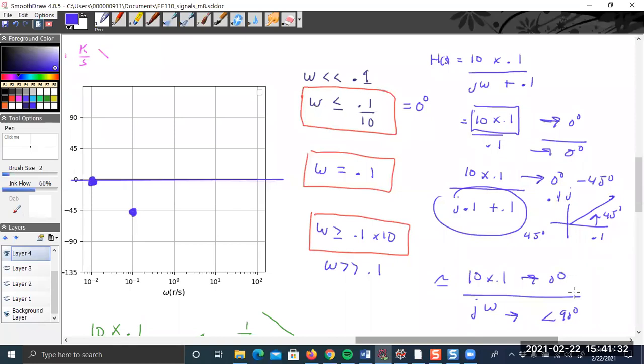0 minus 90 is minus 90. And so I get an asymptote here. Okay. So here is omega much bigger than 0.1. Here's omega equal to 0.1. Here's omega less than 0.1.